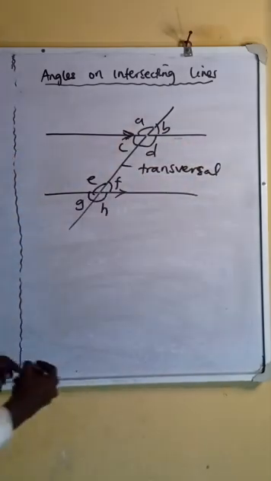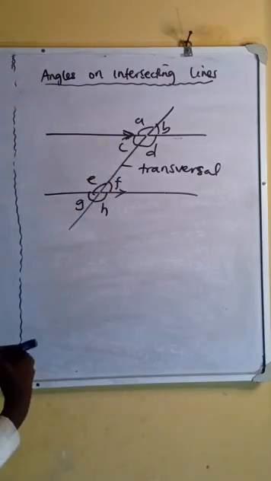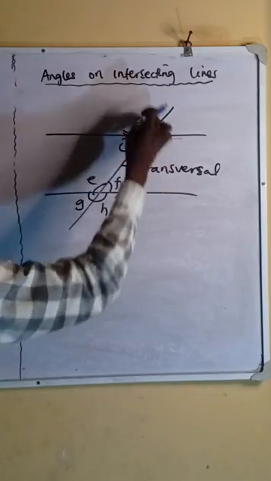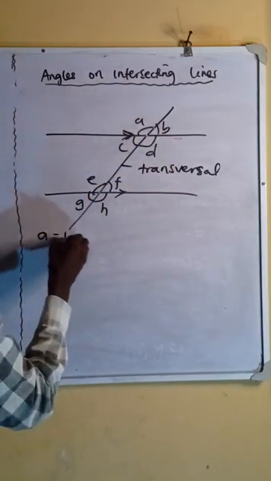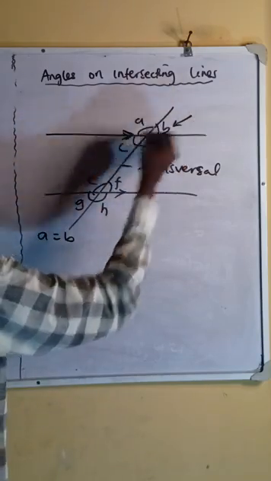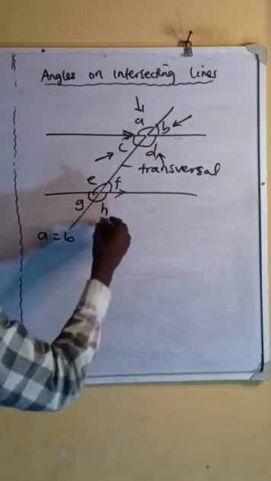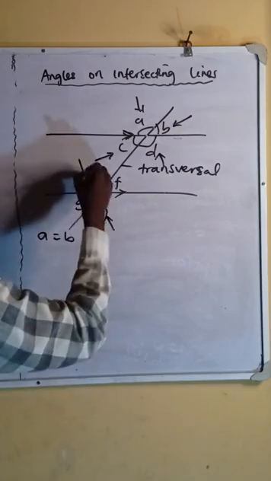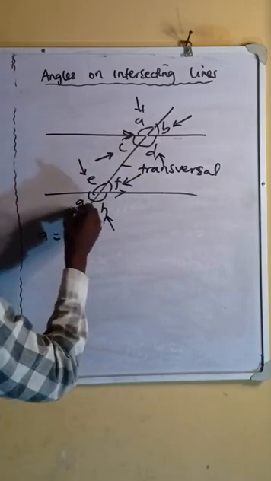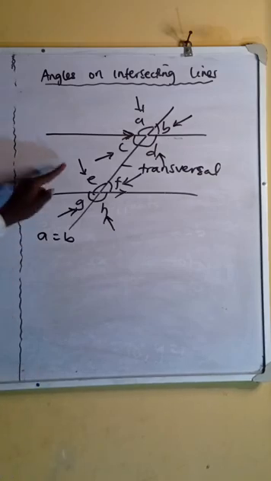Transversal. It cuts this line and this one. Now, the first theorem you already know: vertically opposite angles. A equals B. You can see that. This is vertically opposite, and this, and this, and this. Those are all vertically opposite.